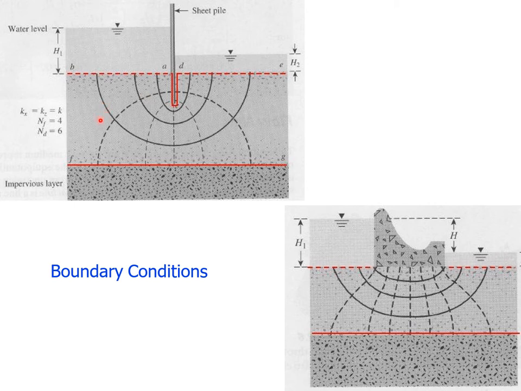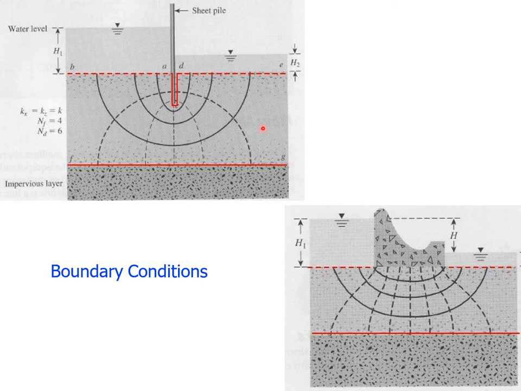You can see here in this case the coefficient of permeability is same in vertical and the horizontal direction. So you can say the isotropic soil is being considered. Now number of flow channels N sub F, these are 4. How is it 4? This is first one, this is the second one, this is the third one, and this is the fourth one.